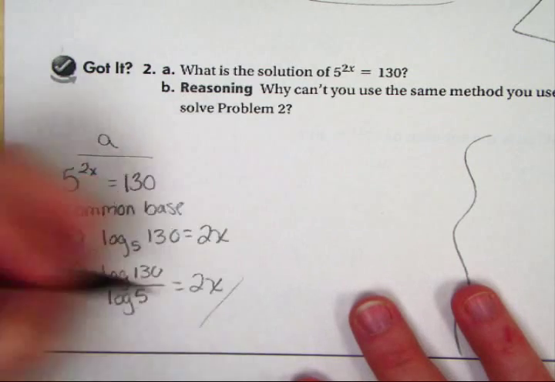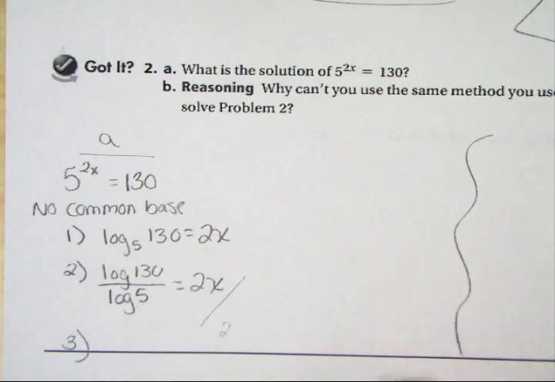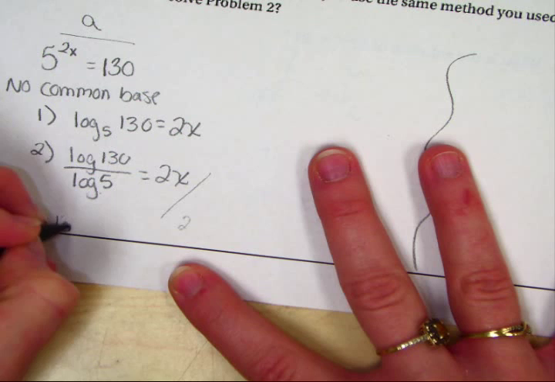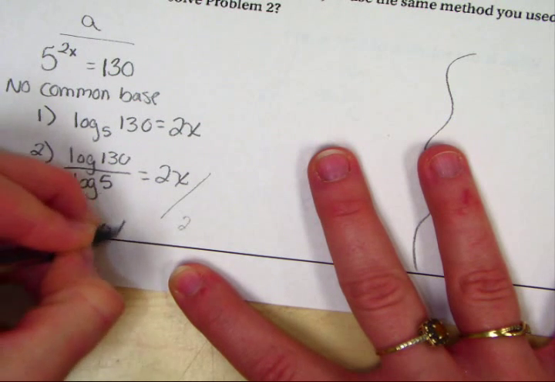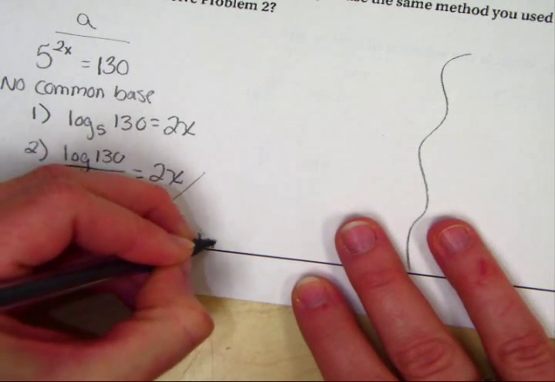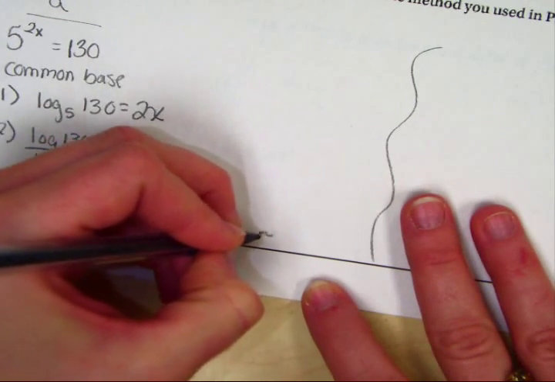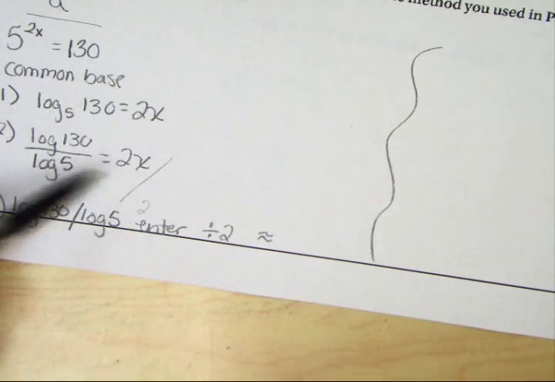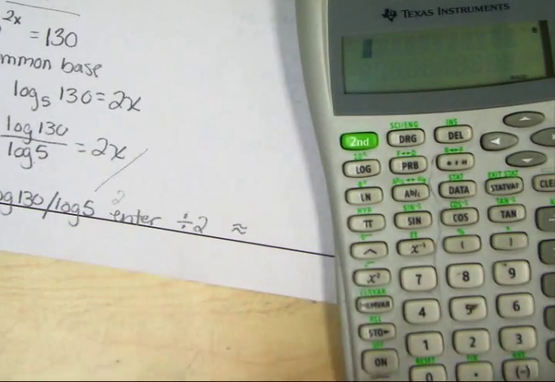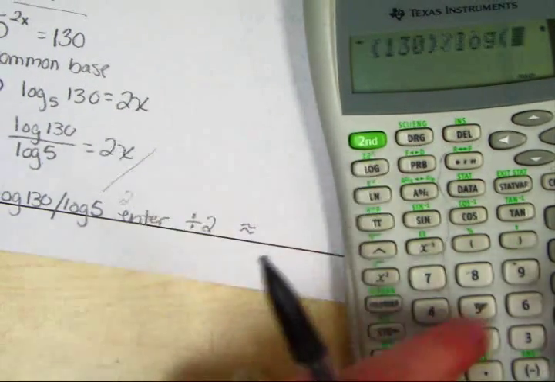Now don't forget on the calculator, once you do this, you're going to have to divide it by 2 at the end, okay? Now if you would like to put it all in your calculator, remember you're going to do log of 130, you're going to divide by log of 5, you're going to hit enter in the calculator, and then you're going to divide by 2, and then you're going to get the answer. Remember, you're dividing by 2 so you can solve for x. Okay, log of 130 divided by log of 5.